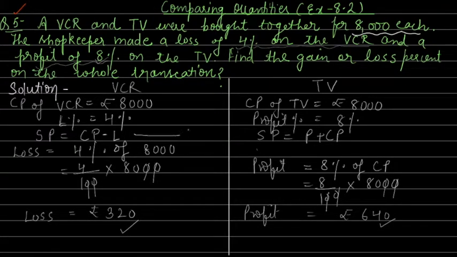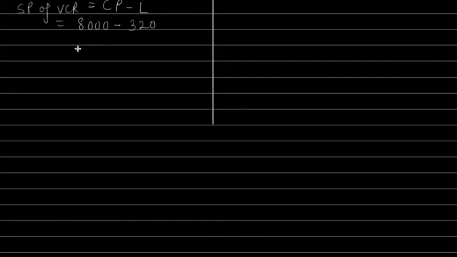So we will place the values in the selling price equations 1 and 2 to calculate the selling prices. So let's see how much it is coming. Let's continue in this manner. So in the first case, selling price of VCR will be how much? CP minus L, which means 8,000. Loss we have calculated as 320. How much it will be? If we subtract, 0 minus 0 is 0, 10 minus 2 is 8, 9 minus 3 will give you 6 and 7.